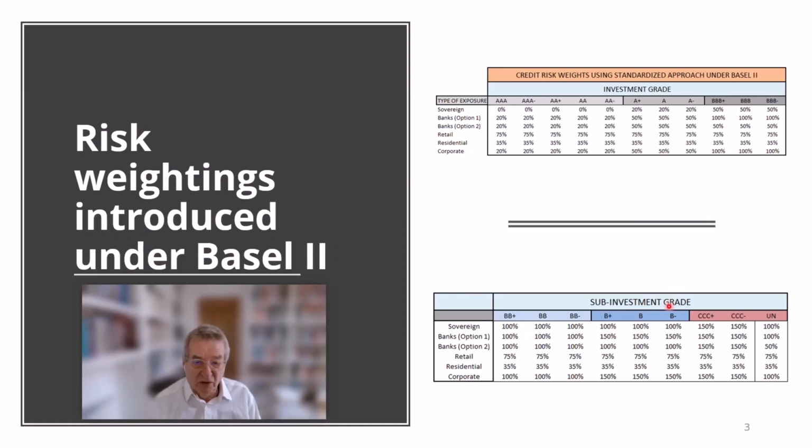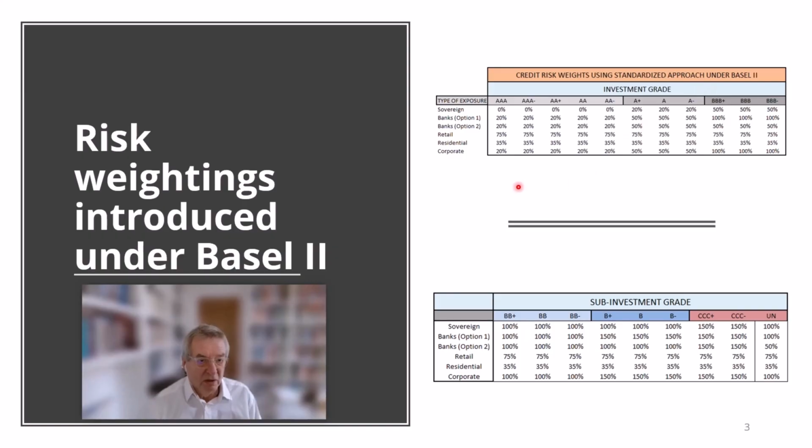We can see just briefly here with sub-investment grade exposures, such as in the world of corporate bonds. So this would be essentially what are called junk bonds. We have a B-rated corporate bond. We multiply that by 150% and then apply that 8%. And I will go through this in more detail in a moment when I turn to an examination of this lookup table within Excel.